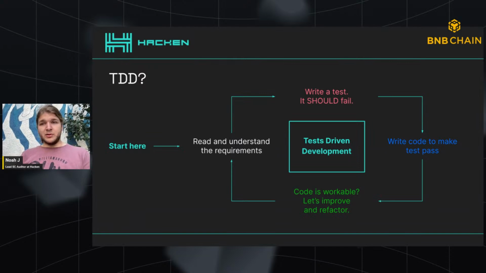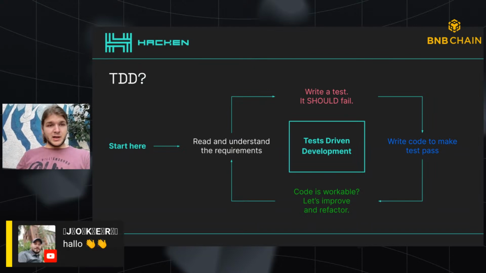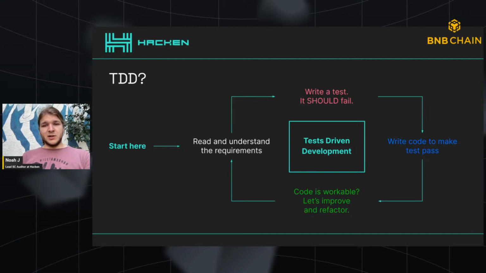Then you write code, functionality to make the tests pass, and now that you know that your code is working, you can start optimizing it, changing it, while knowing that the changes still work. Of course, you want to have high coverage, and you want to have negative tests as well here.